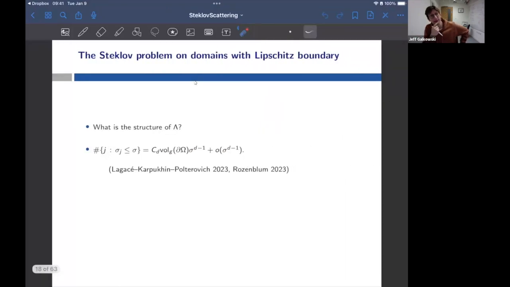But you can still say something about the eigenvalue asymptotics, and this is relatively recent work of Lagacé, Karpukhin, and Polterovich in dimension 2, and then generalized to any dimension by Rozenblum, that you still have top order Weyl asymptotics. So you don't get a full term down, but you still get a little o asymptotic formula for the eigenvalue counting function. You might ask, what do these functions look like? And the answer is, we don't know, really. This is a very complicated problem when the domain is Lipschitz.